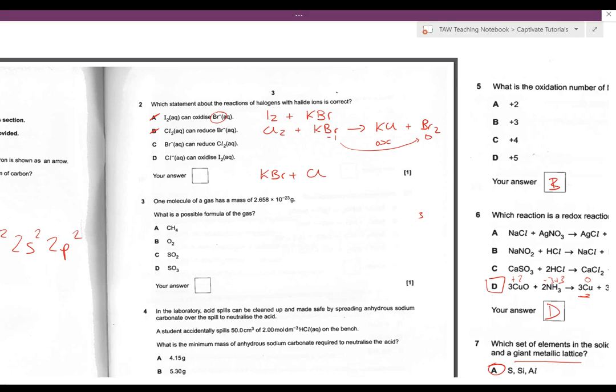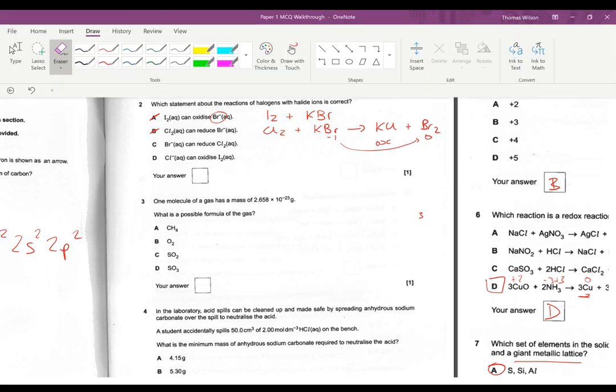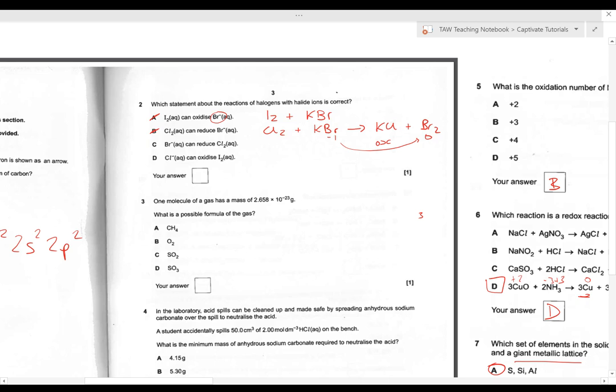Actually, this is just a reverse of the reaction we've just done. So it's basically asking us, has chlorine been reduced in this reaction? So it's gone from an oxidation state of 0 to -1. So in fact, that is a reduction of chlorine. So the answer is actually C, and we can double check D. So iodine plus KCl. Now this reaction wouldn't happen again because iodine is less reactive than chlorine, so D is definitely not the answer.